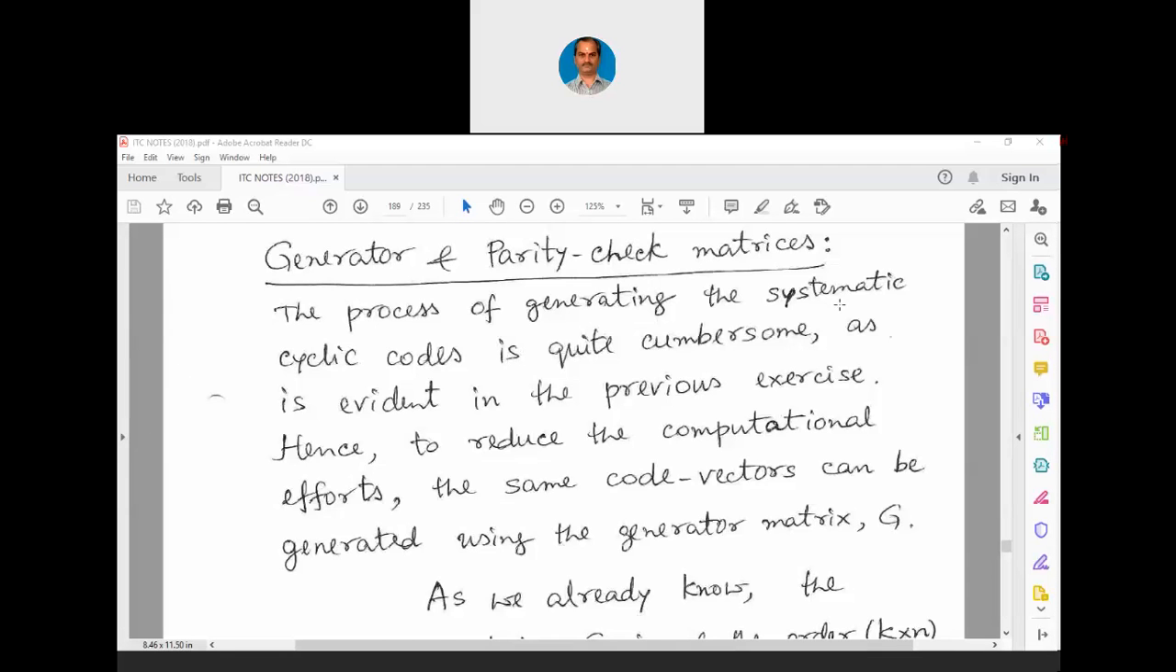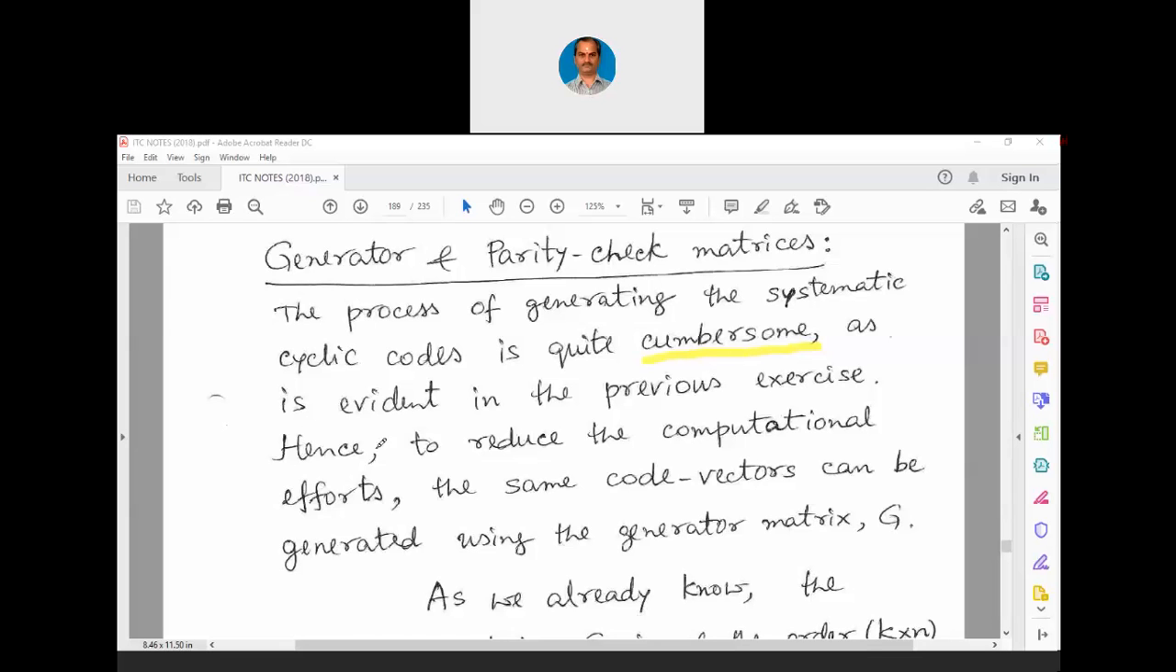The process of generating the systematic cyclic codes is quite cumbersome. Why? We have to go for polynomial division, which is quite cumbersome. We had gone through that polynomial division for obtaining all the code vectors for the given data vectors. For each one we had to perform the polynomial division. Even though the quotient was not useful, the remainder was useful for our generation of systematic cyclic codes. But that is quite cumbersome, as is evident in the previous exercise.